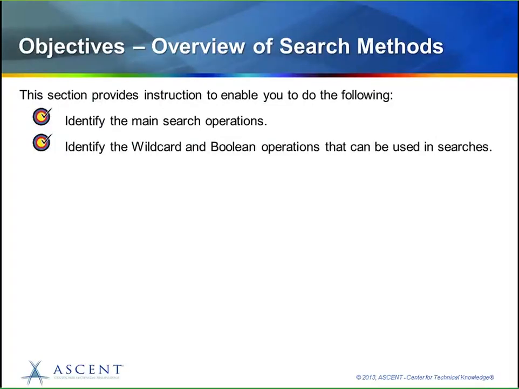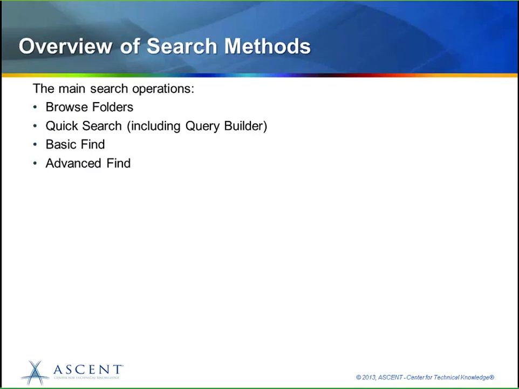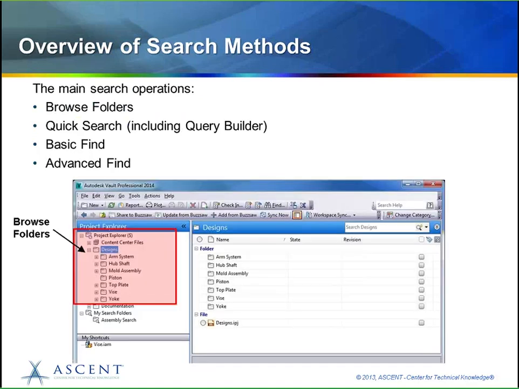So we are shown our objectives, and this section identifies the main search operations, and also I'll list the wildcard and Boolean operations that can be used in searches. To start off, these search operations are listed there: browse folders, quick search, basic find, and advanced find. Note that the quick search also includes the query builder.